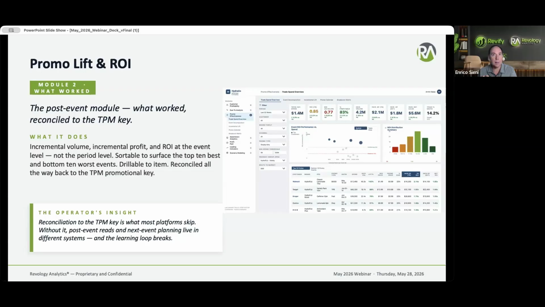And here's the part that most platforms skip, that reconciliation to the promotional key. Because without it, your post-event and your next event planning live in two different systems. And so the learning loop breaks. It's why across the industry, more than half of promotions don't return what people think they do, is that nobody ever closes the loop between those two.